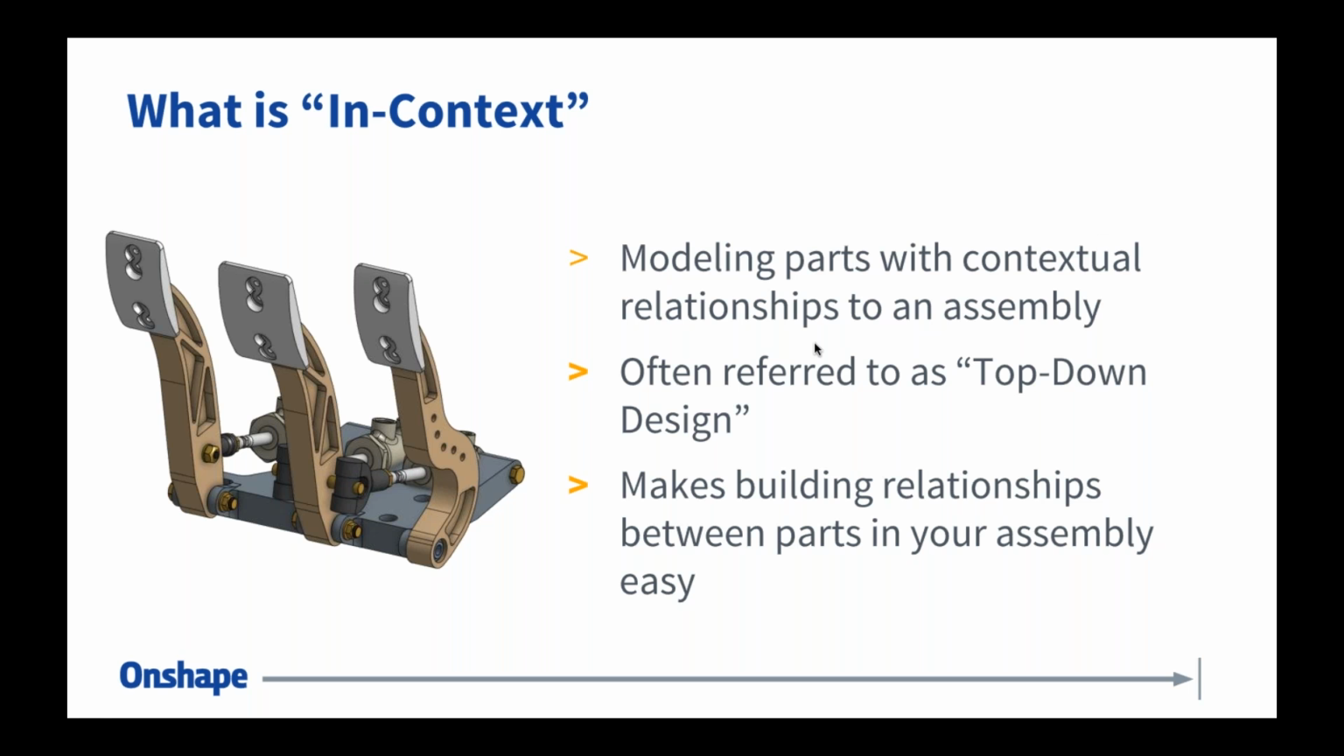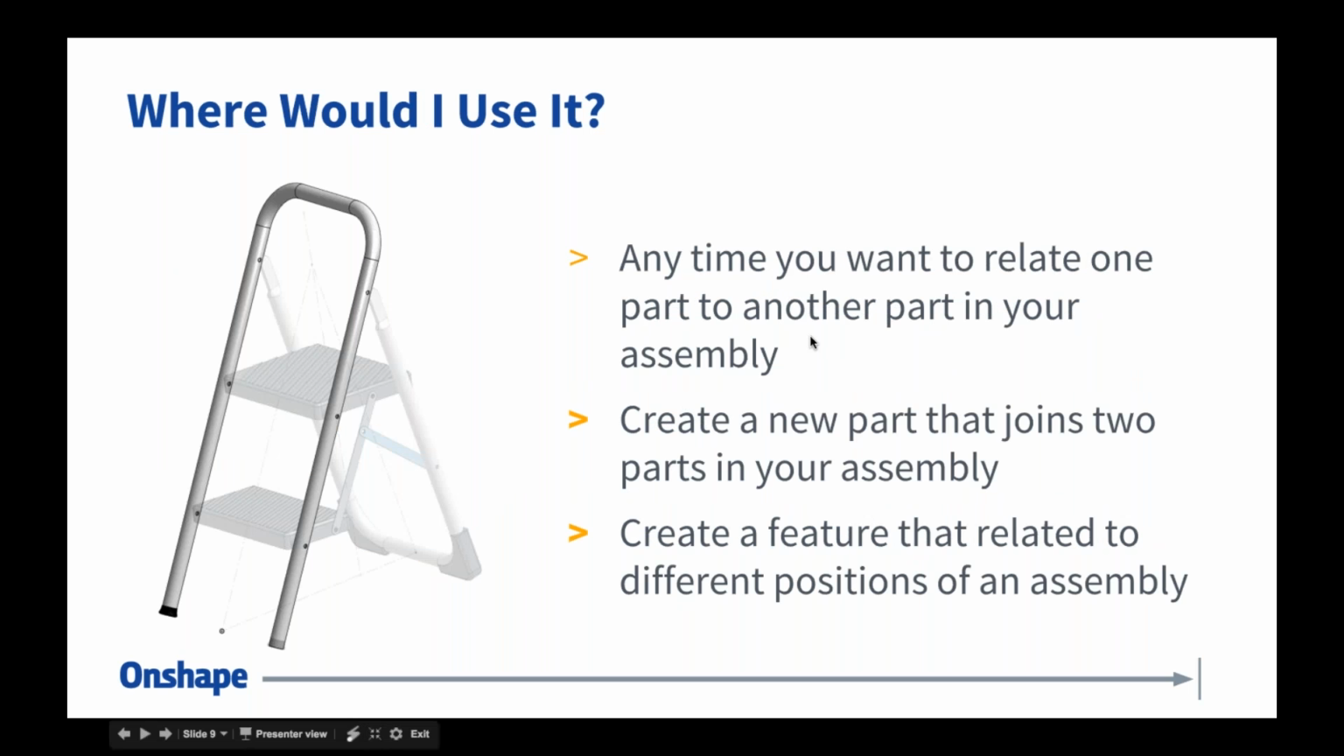Okay, so again, the big thing with in-context is we're modeling with contextual relationships to the assembly. And when you're doing those things that make assemblies advantageous, moving a lot of parts around or dynamic motion, in-context just makes more sense. So the big thing is anytime you want to relate one part to another in your assembly. Sometimes you may have used multi-part but didn't realize it. Now you've already built your assembly and this is where you're at. So in-context just makes sense in that scenario.